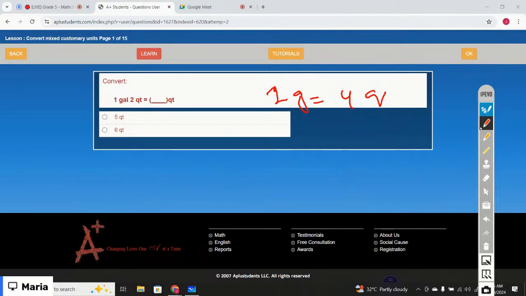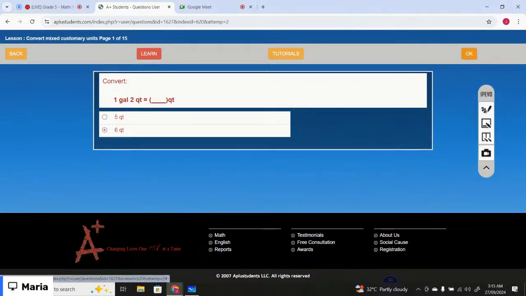Unit to measure. So 1 gallon equals 4 quarts, right? You have to convert 1 gallon to 4 quarts. You already have 2 quarts here. 1 gallon is 4 quarts and 2 quarts. So when you add them, they make 6 quarts. The correct option is 6 quarts. Option number 2 is the correct option.